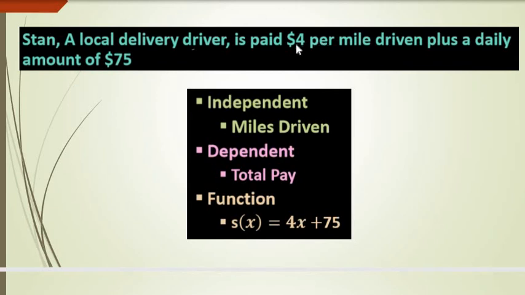And here's your word per. So for the cost, the total pay is your dependent, and your miles driven is your independent. Now here's your function, s of x equals 4x plus 75. So I can put an x right here on per for x, and then put a plus right here on the word plus, and you have 4x plus 75.